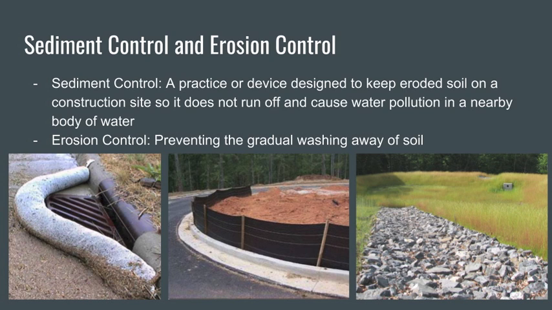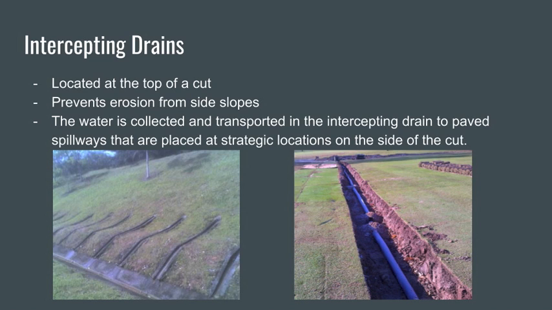Sediment control is defined as a practice or device designed to keep eroded soil on a construction site so it does not run off and cause water pollution in a nearby body of water. Erosion control is the prevention of the gradual washing away of soil. One of the devices used in erosion and sediment control is intercepting drains. They're usually located at the top of the cut and prevent erosion from the side slopes. The water is collected and transported in the intercepting drain to paved spillways that are placed at strategic locations on the side of the cut.